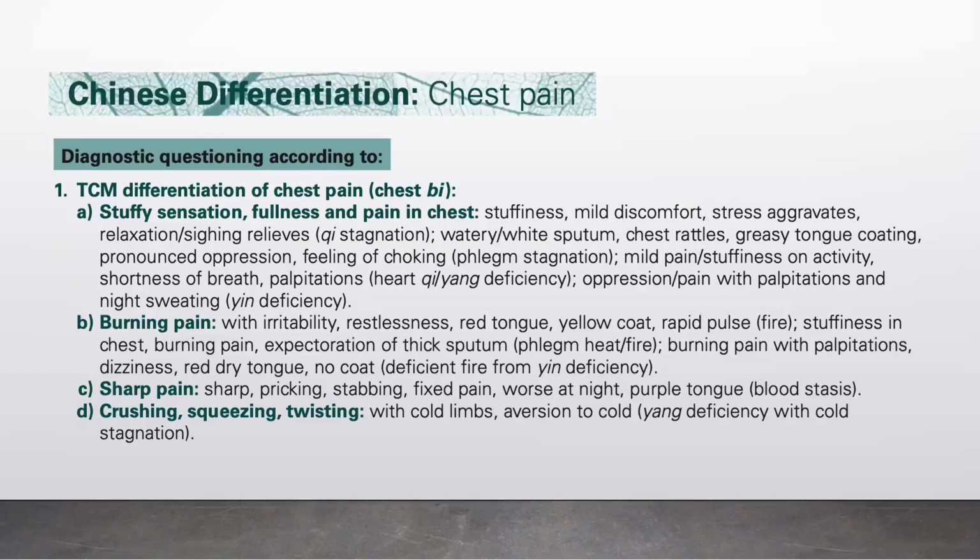Sharp pain is blood stasis. There is sharp, pricking, stopping, fixed pain, which is worse at night, purple tongue. And crushing, squeezing, twisting. This is yang deficiency with cold stagnation, cold limbs, aversion to cold.